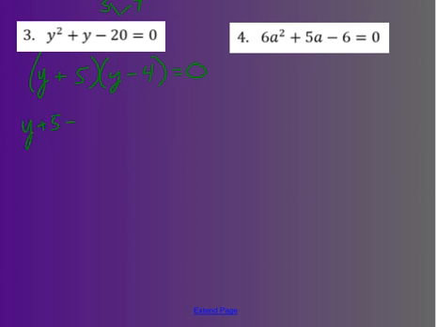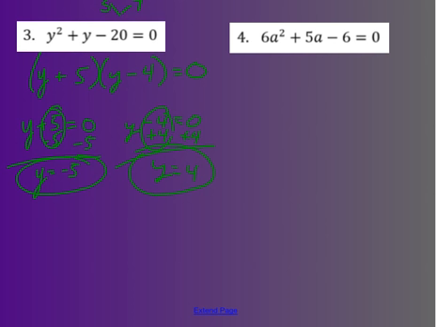So then I'd have y plus 5 equals 0 and y minus 4 equals 0. I'd add 4 here and get y equals 4. I could subtract 5, y equals negative 5. So if it says solve the equation, you're now responsible for knowing how to get values of y. So I could say 2 possible solutions here, negative 5 and 4.